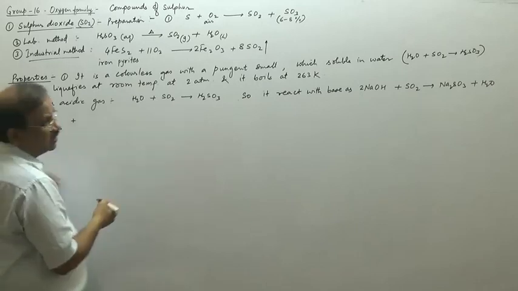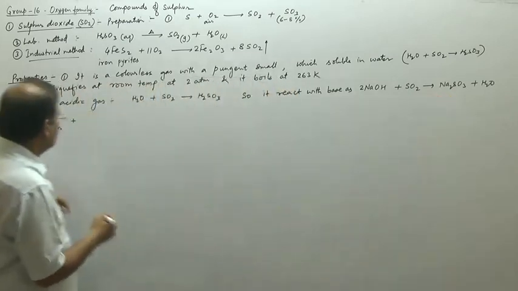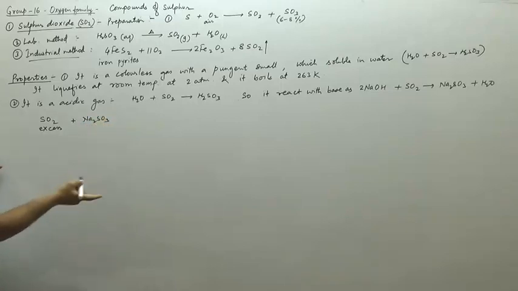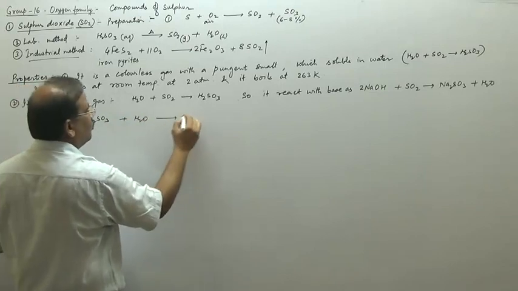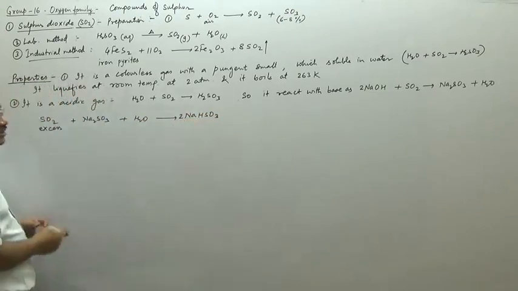And if that is used in excess, then it will react with this Na2SO3. So Na2SO3 is present in the aqueous solution, so water is already present there. So with H2O, it is going to form NaHSO3. So the product of the reaction is like this.